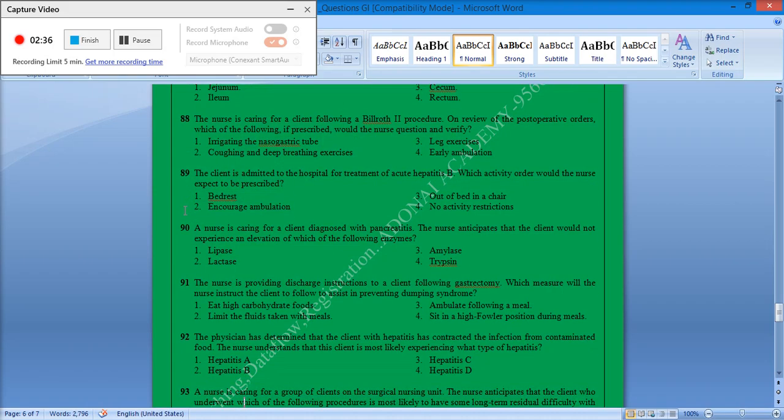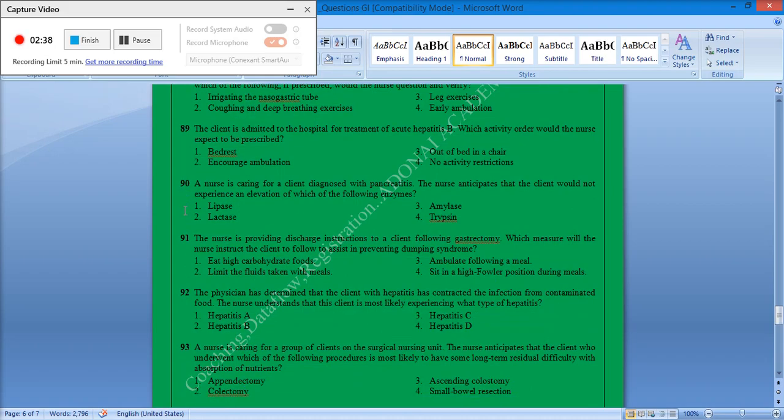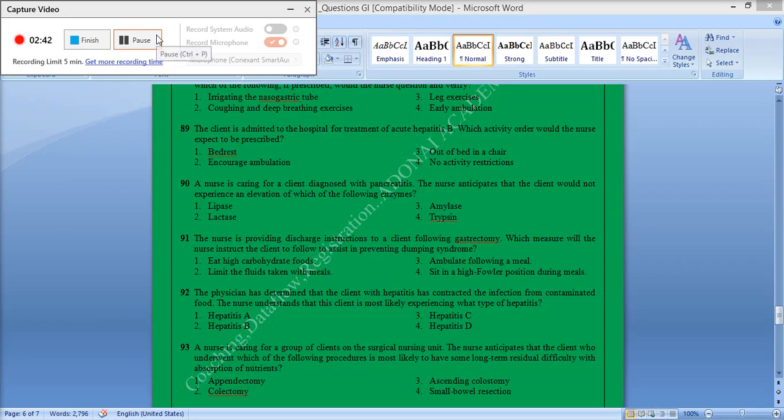90. A nurse is caring for a client diagnosed with pancreatitis. The nurse anticipates that the client would not experience an elevation of which of the following enzymes? 1. Lipase. 2. Lactase. 3. Amylase. 4. Trypsin. The correct answer is 2. Lactase.